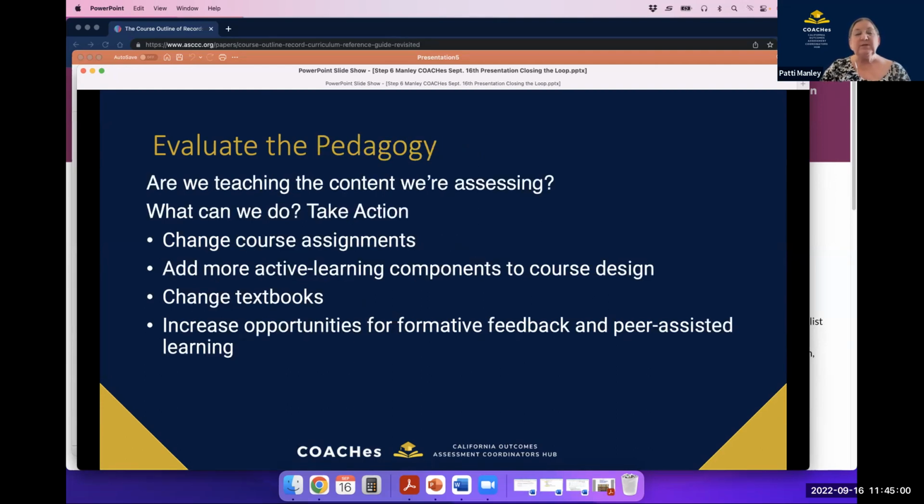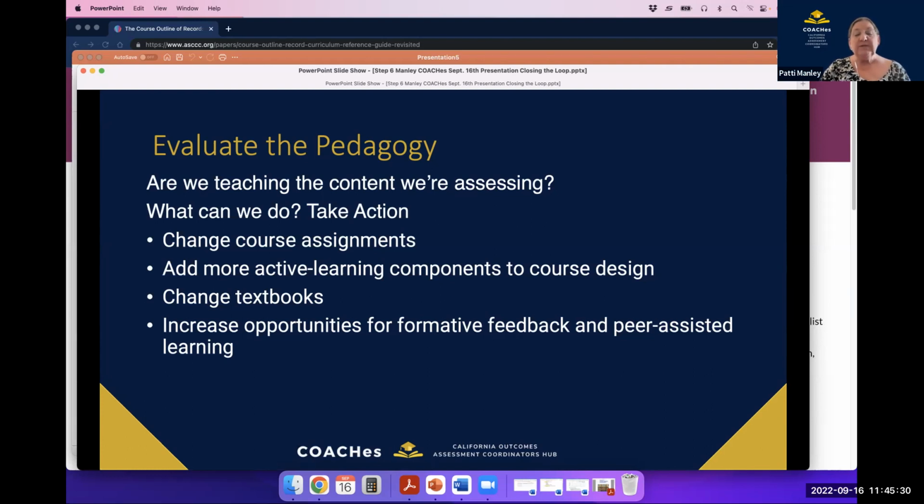One of the things we can do is look at how we're actually teaching the content. Do we need to change the course assignments? I think one of the other presenters mentioned that as well. Maybe we need to go back and look at the assignment. Can we add more active learning components to the course? Maybe we need to change textbooks. If our textbooks don't contain the material or content that we're asking our students to understand or know, then maybe we need to change the materials that we're providing to them.